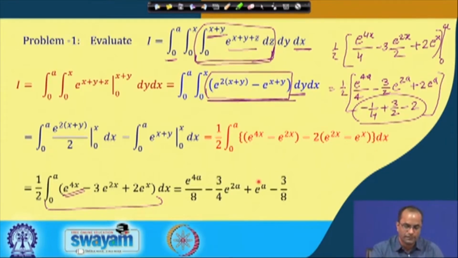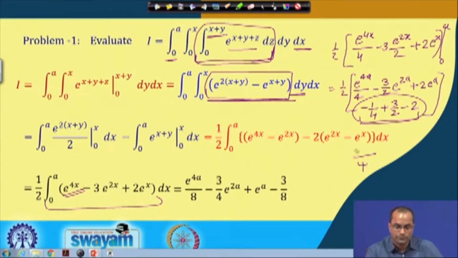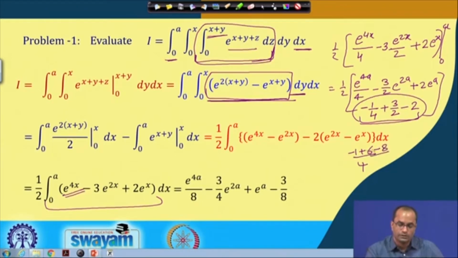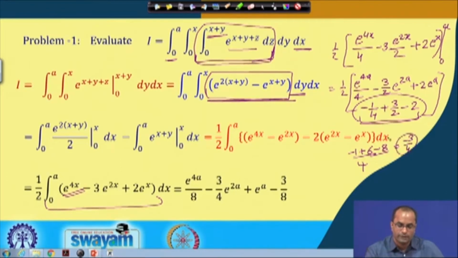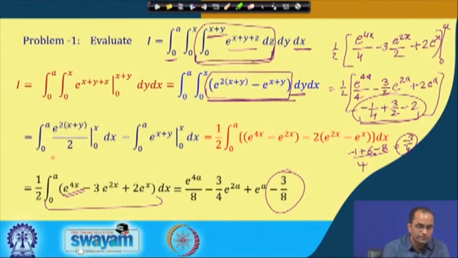So, we get e^a here, and once we make this calculation, this is 4, then we have minus 1, then 6 and minus 8. So, we are getting minus 3/4, and this 1/2 is there. So, minus 3/8. That is the evaluation of this simple integral.